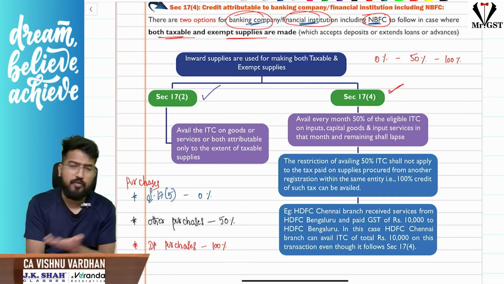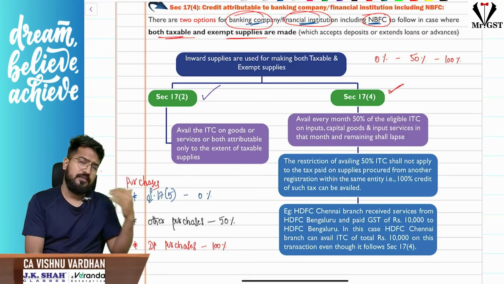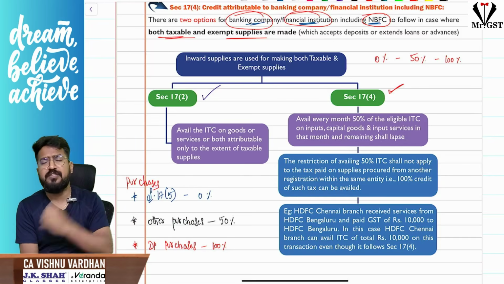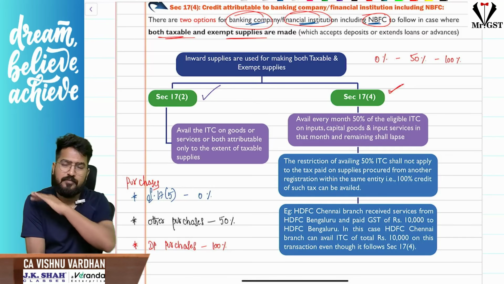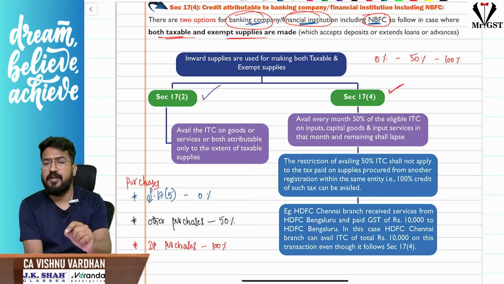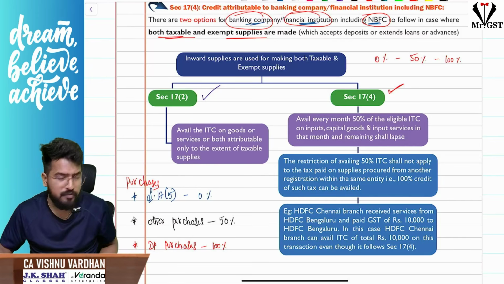So if you want to follow this option, banking companies, financial institutions and NBFCs, you can follow this option. Or if you want to go with 17 subsection 2, you can go with that as well. But the option once exercised will be valid for the entire financial year. So for the entire financial year, only one option is available. So that is what this 17 subsection 4 is all about.